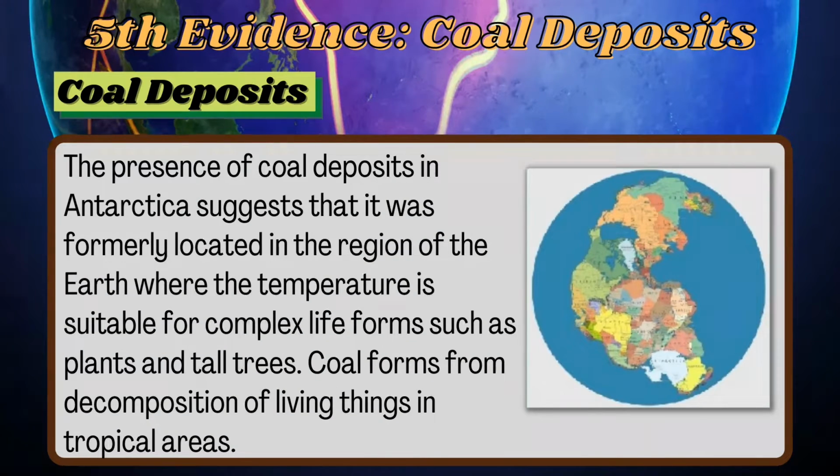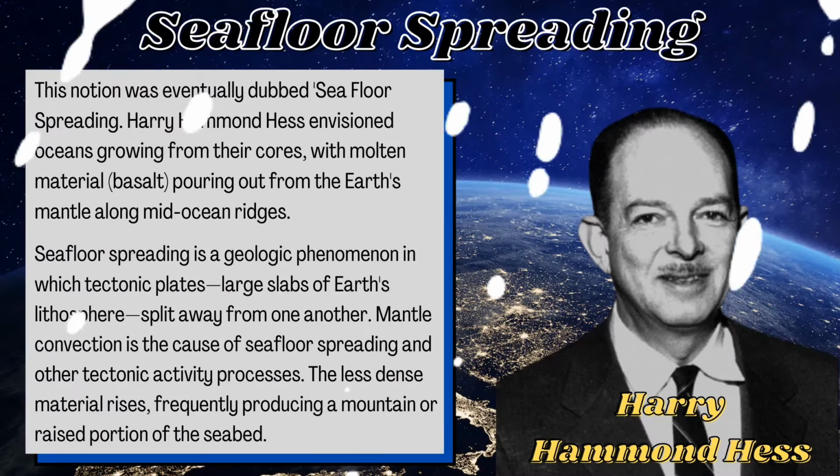Fifth evidence, coal deposits. The presence of coal deposits in Antarctica suggests that it was formerly located in the region of the Earth where the temperature is suitable for complex life forms, such as plants and tall trees. Coal forms from decomposition of living things in tropical areas.